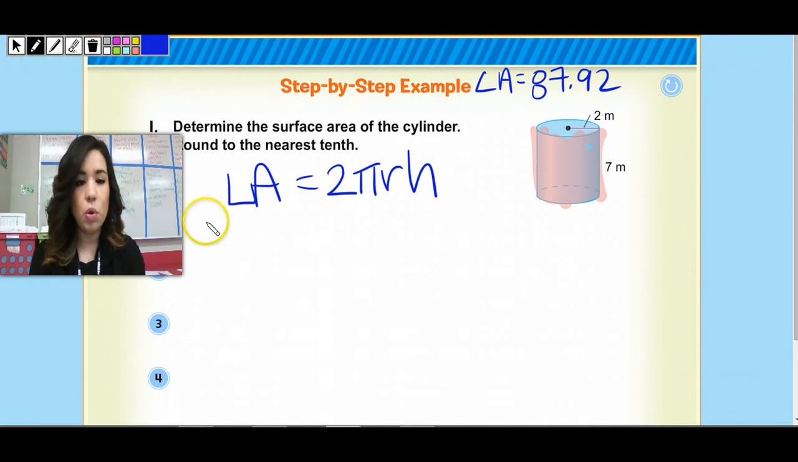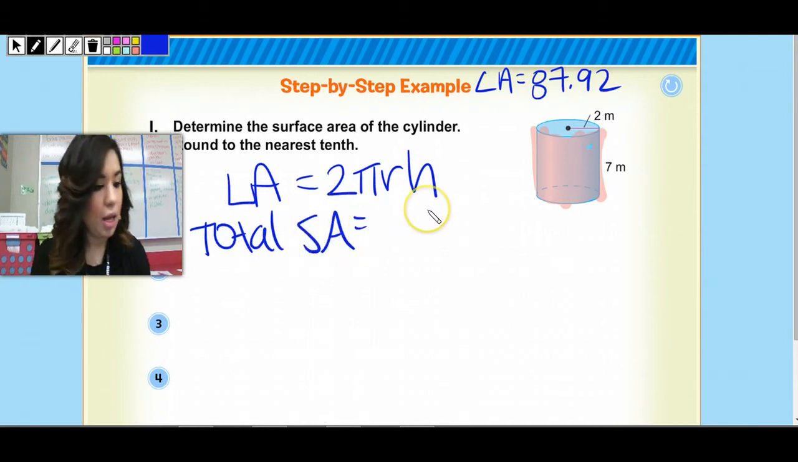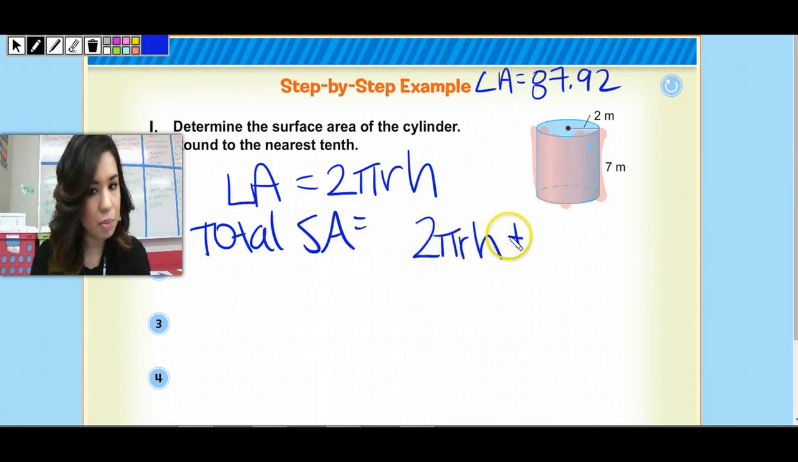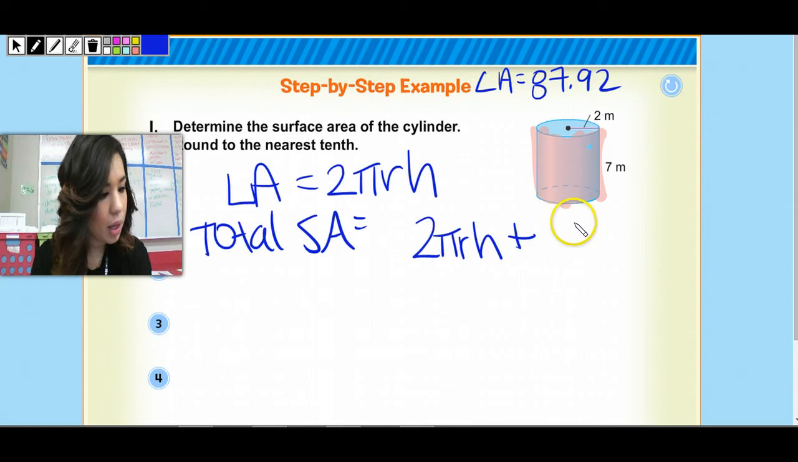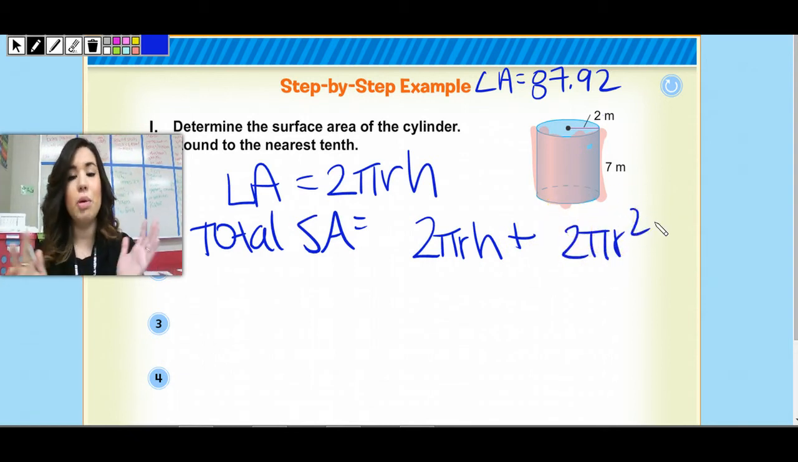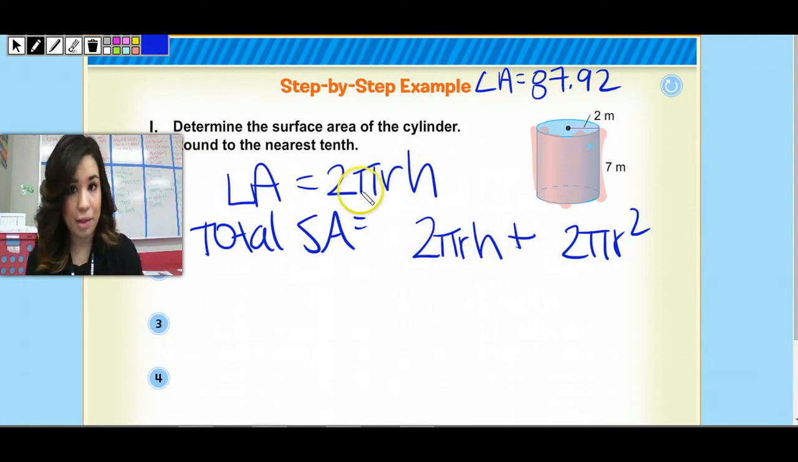So total surface area is 2 pi R H plus 2 pi R squared. I want you to look at those two formulas and see if you see anything similar. Do you guys see anything similar? Okay, I hope you did. The one thing that's similar between these is this first part.